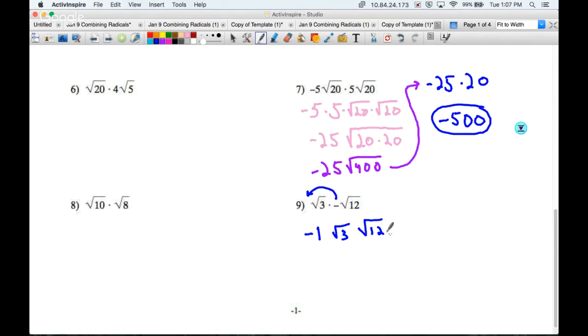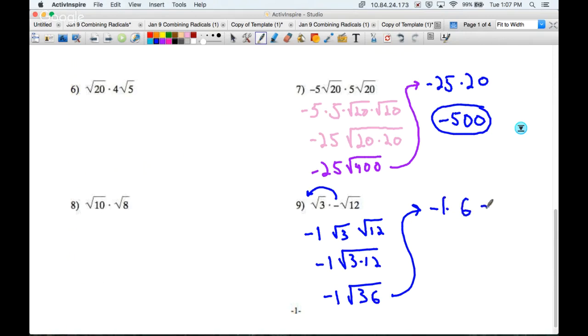I know I can simplify that. Well, actually, this is going to be the best way. 3 times 12 then becomes 36. We all know the square root of 36 is 6. This becomes negative 1 times 6. It's just negative 6. So number 9 is negative 6.